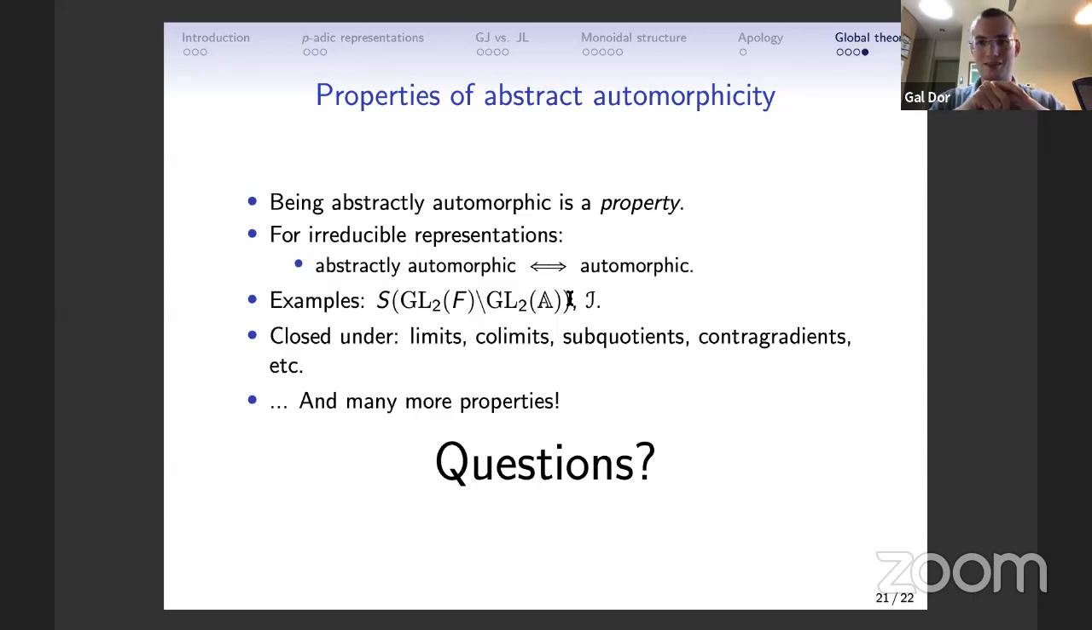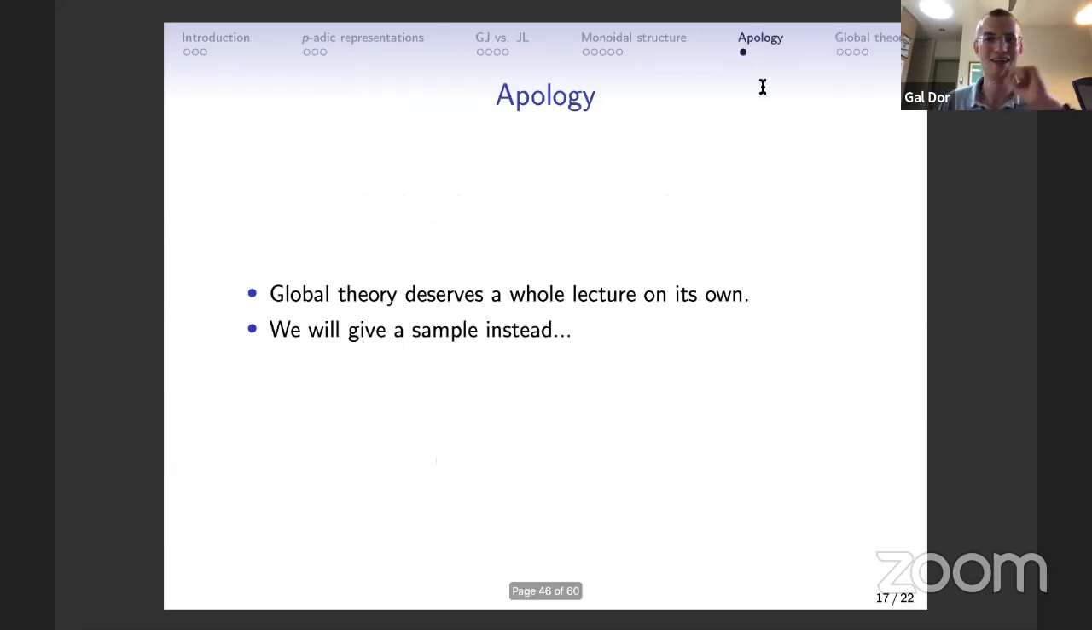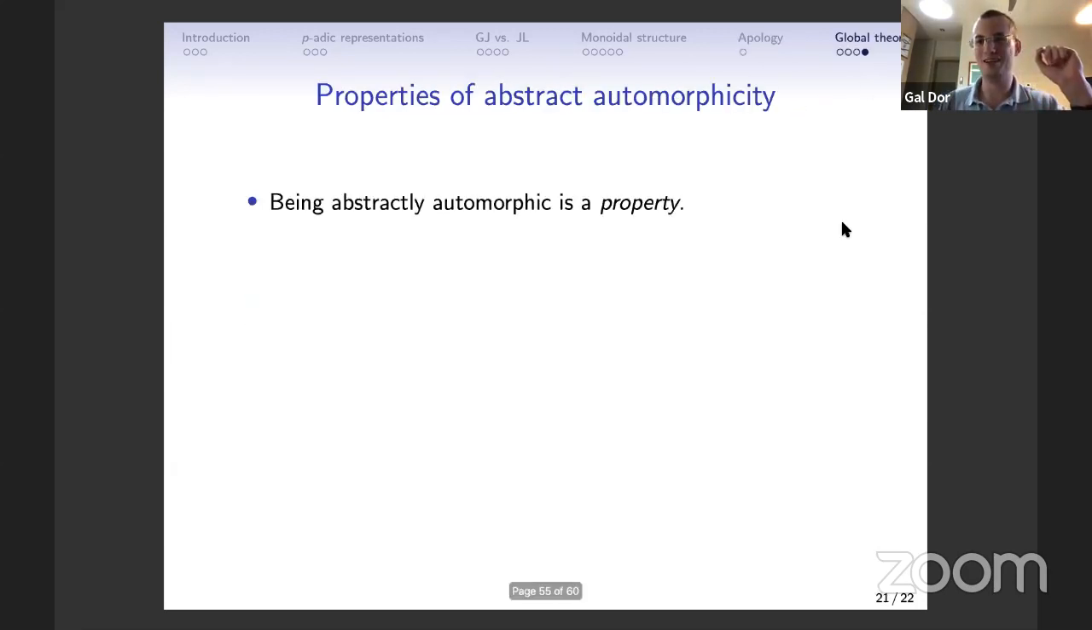So basically, I sprinted across this last mile here. It was probably utterly unclear and impossible to understand, and I apologize. In fact, I apologize in advance as well. But I would still appreciate it if you have any questions.